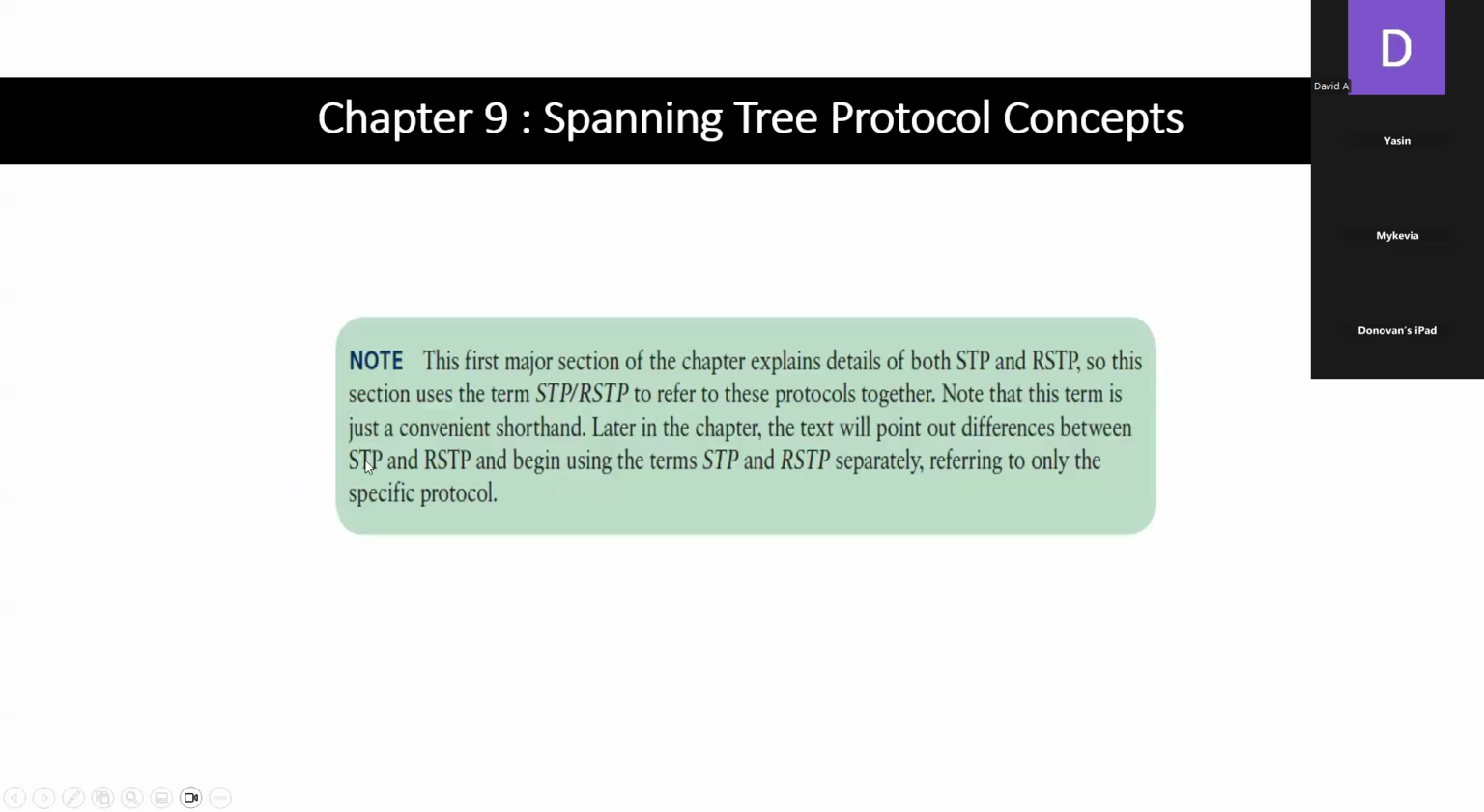This chapter is going to go into detail about both STP and RSTP, right? So whenever in this section you hear me talking, if I say STP or RSTP, I'm talking about the same thing. Chapter 10 goes more into detail about RSTP. But if you hear me say it, I'm going to say spanning tree and STP. All right.